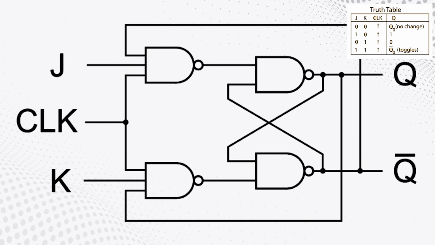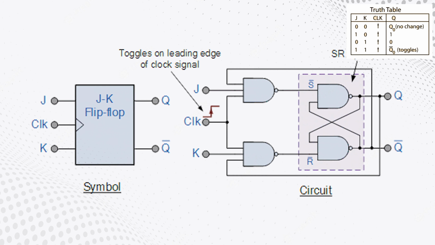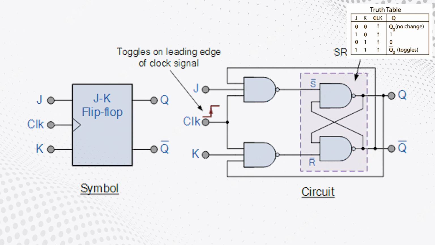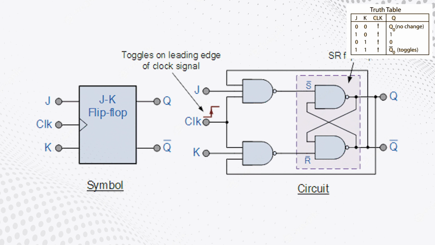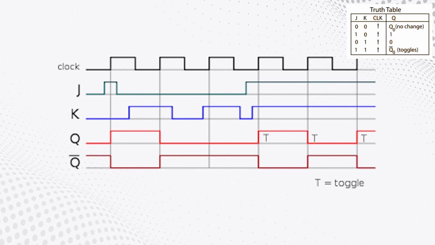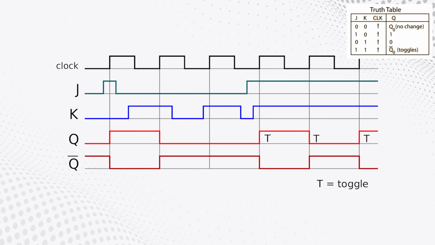In the first input condition, when both J and K inputs are low, the flip-flop maintains its current state in the output. In the second input condition, when J is low and K is high, the output is made low. In the third input condition, when J is high and K is low, the output becomes high. In the fourth input condition, when both J and K are high, the flip-flop changes the state of its output from low to high or high to low for every consecutive rising or falling edges of the clock. This state of JK flip-flop is known as the toggle state or T state.